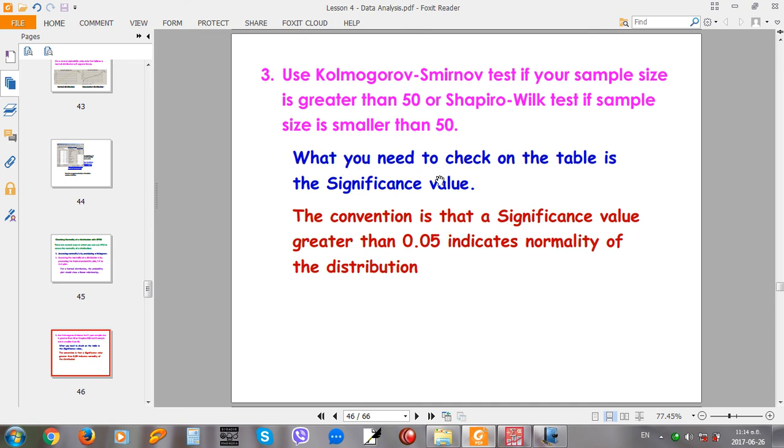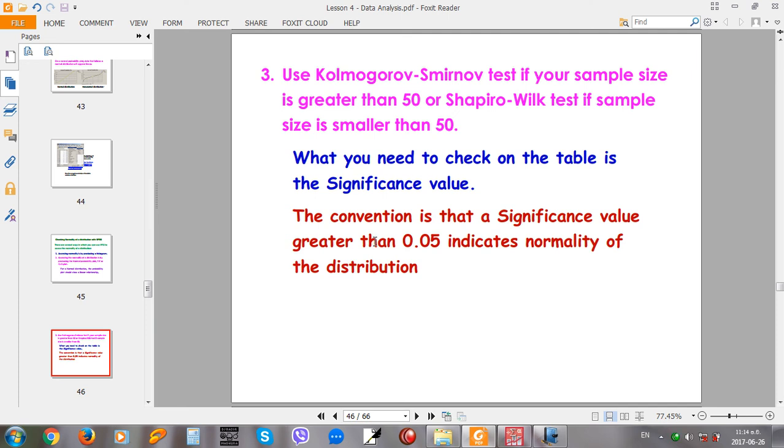So what you have to check in the table is the significance value. If you do these tests, there is a table where you can find a significance value. The convention is that a significance value greater than 0.05 indicates the normality of the distribution. Once you do the Kolmogorov-Smirnov test or Shapiro-Wilk test, it produces the significance value. If that value is greater than 0.05, then it indicates the normality of the distribution, right? If the significance value is greater than 0.05, you can say that your data set is normally distributed.